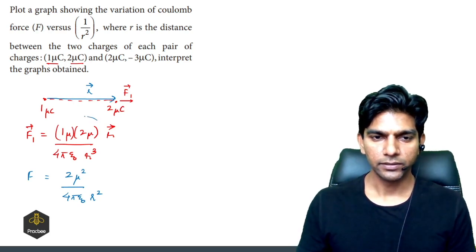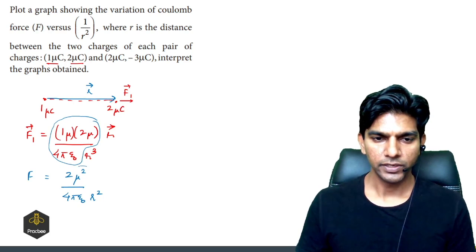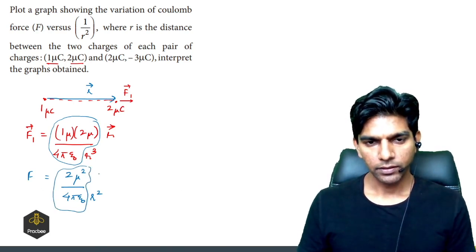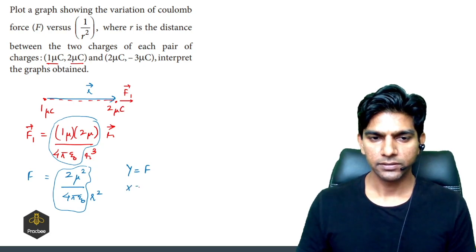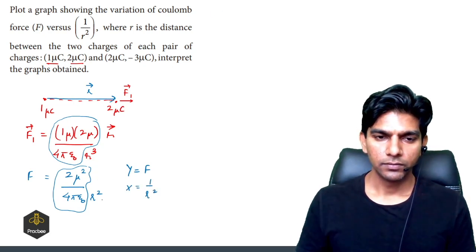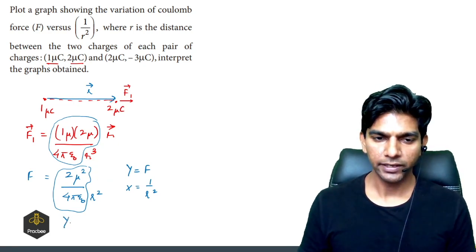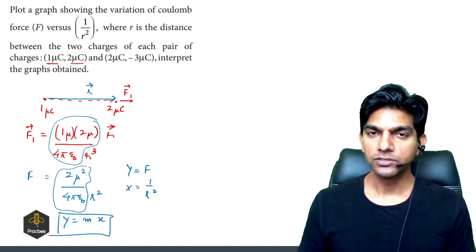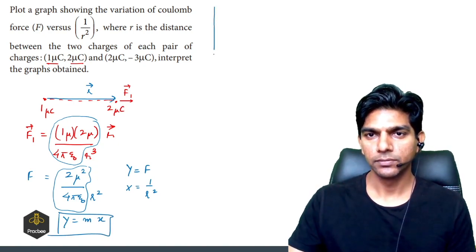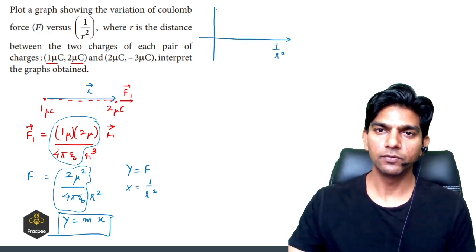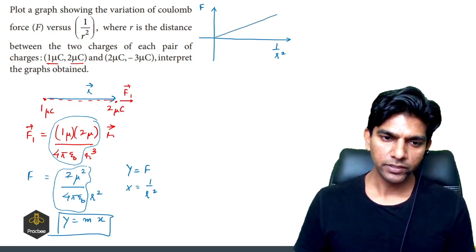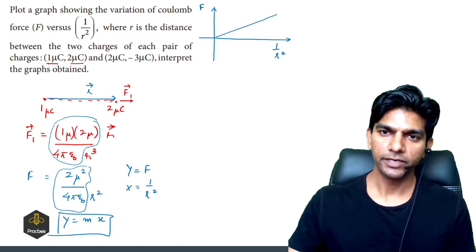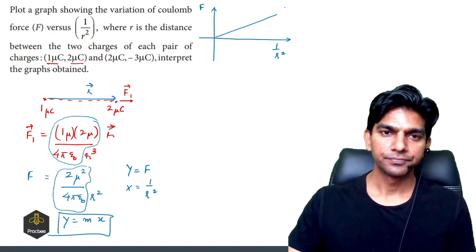So can you see this vector is positive? And we have to plot a graph between force and 1 by R square. So if I say y is F and x is 1 by R square, it is a straight line passing through the origin, right? So y is equal to mx. It is of this form, a straight line passing through the origin. So if I plot on the x-axis 1 by R square and on the y-axis F, we can say the slope will be positive because this vector is positive. So this is the slope, right? So that is the graph for 1 microcoulomb and 2 microcoulomb.